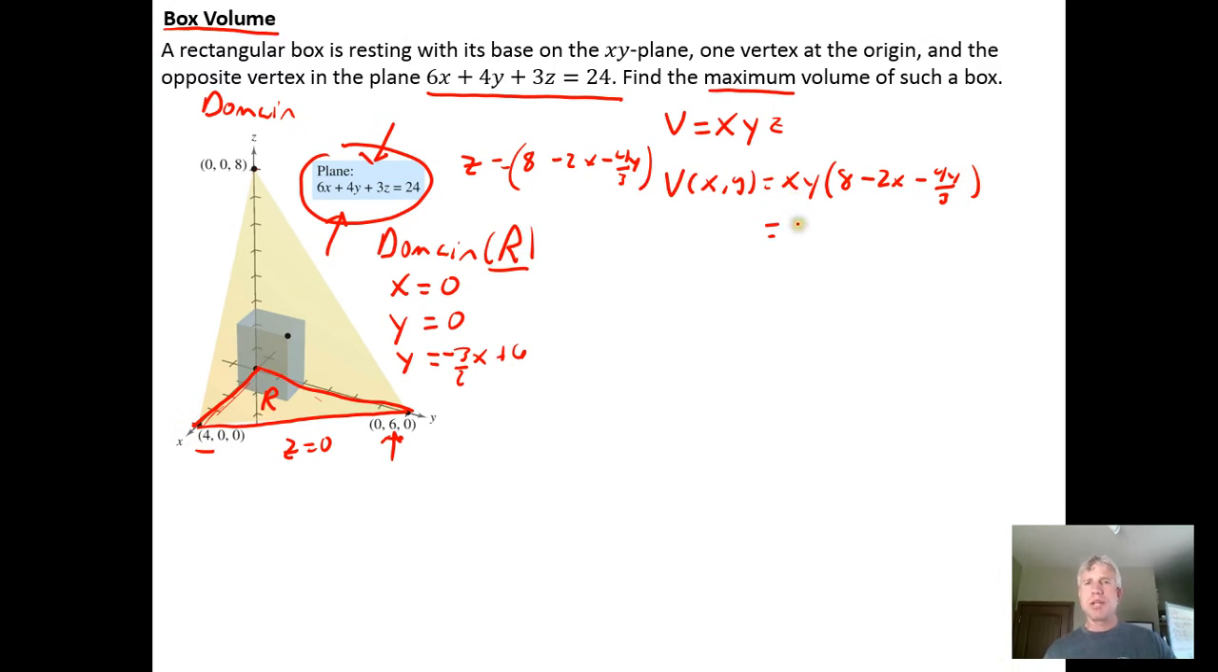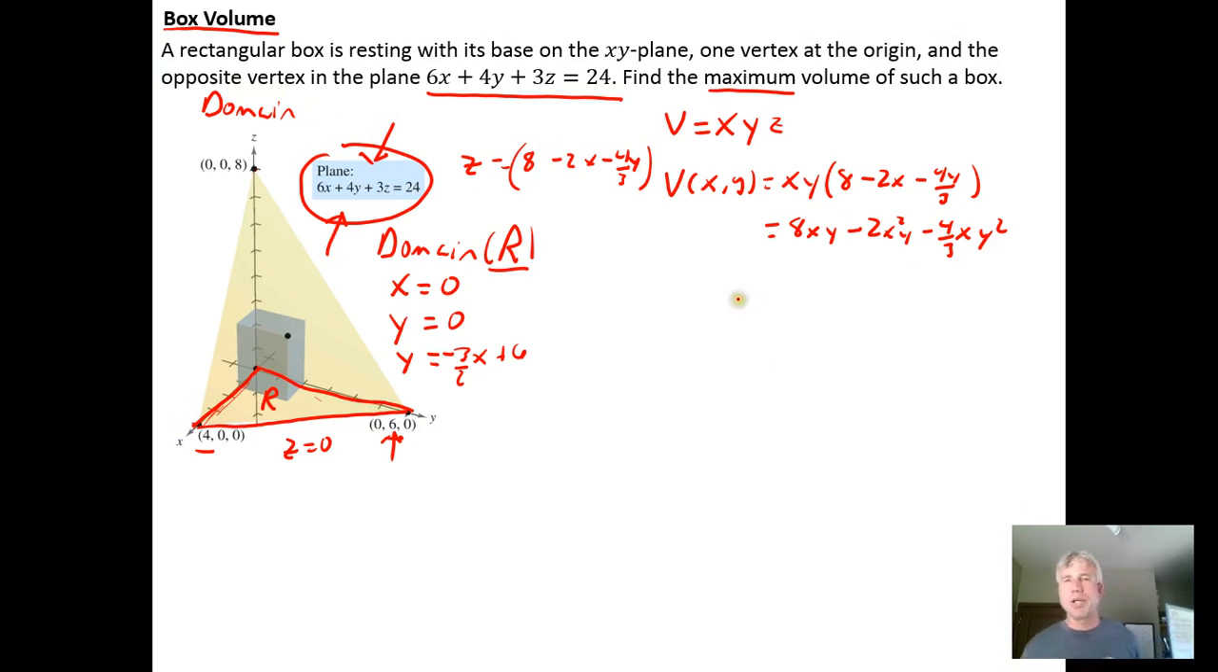And I'm going to go ahead and distribute the xy into the parentheses. So 8xy minus 2x squared y minus 4/3 xy squared. And my reason for doing that distribution is, I think it's going to make taking partial derivatives a little bit easier. So the idea now is we know that the maximum isn't going to occur on the boundary of our domain. So we're going to look for critical points, and critical points are either going to be those places where the partial derivatives are undefined or don't exist, or where the partial derivatives are simultaneously equal to 0.